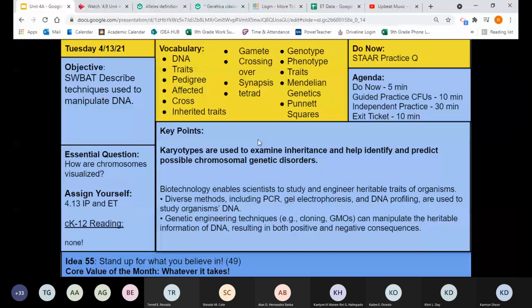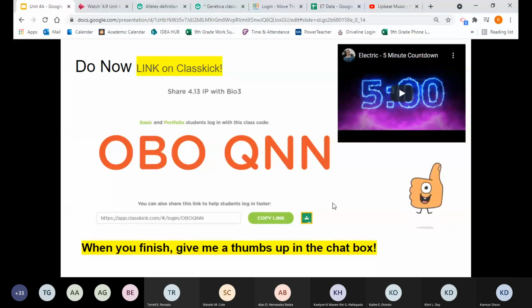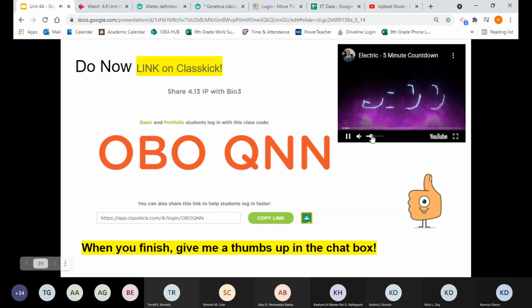Okay, but first we're going to do some STAR practice. I'm going to give you 5 minutes. We're going to work on our do now. Like I said, the link for the class kick is already in the chat box, and of course it is posted in Teams, so you can find it in either place. I think it's posted in Teams. Yeah, it's posted there. Okay, so I'm going to give you 5 minutes. We're working on our do now. Here we go.